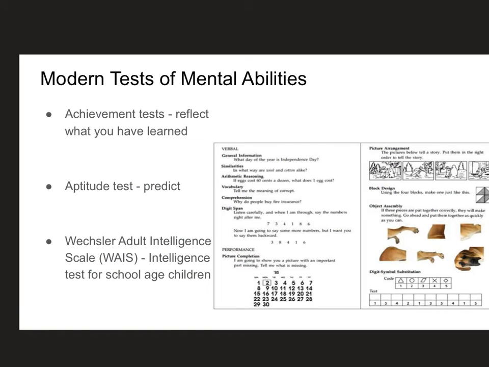Continuing on with the IQ, there is more of a modern test for mental abilities. You guys have taken multiple achievement and aptitude tests. So achievement tests are the tests that you take in class, right? The idea being to show what you have learned or what you have achieved so far in class. Aptitude tests are used to predict behavior. So these are going to be things like your SAT, your GRE. Those are trying to show somebody how well you could potentially do in their institution.